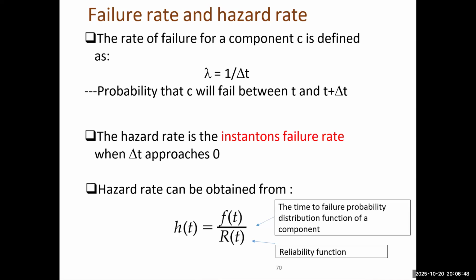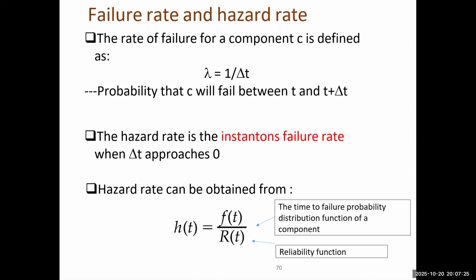So the numerator f(t), as we mentioned before, is the unconditional probability density of the failure around the time t. And the denominator R(t) is the probability that the component has survived up to time t and is therefore at risk. So the hazard rate is the density of the failure relative to the population that is still surviving.